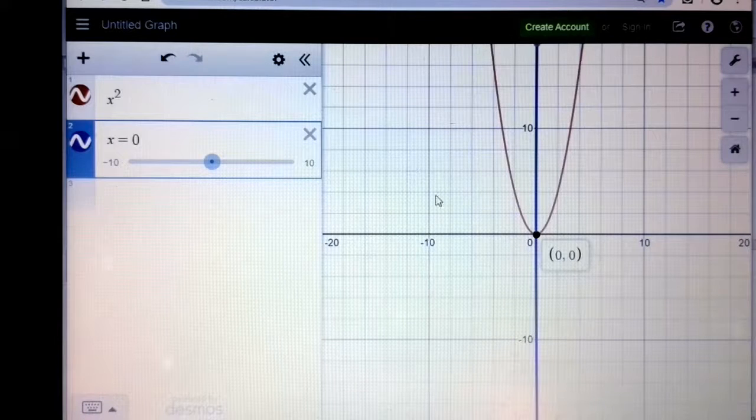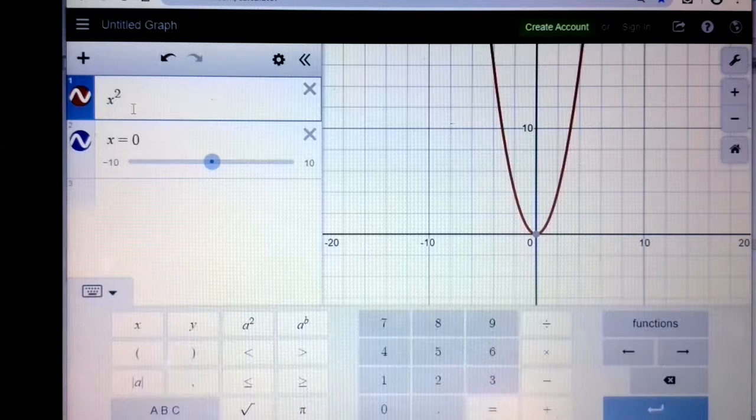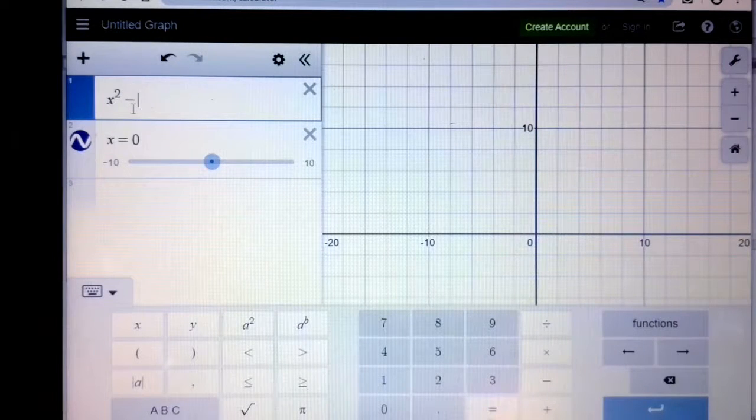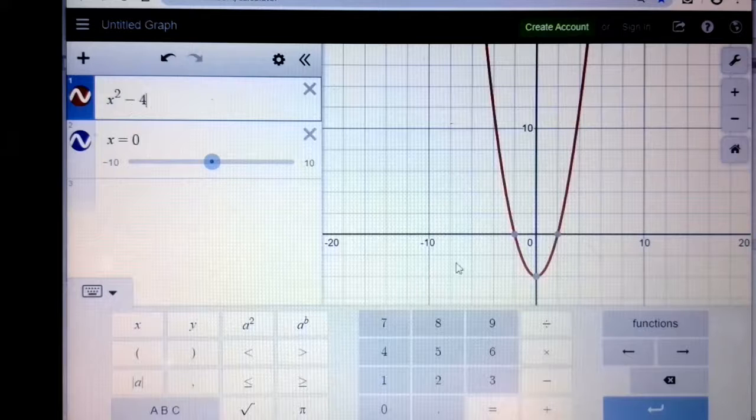If my graph is sitting on the x-axis, my x-intercepts are going to be the same as my vertex. But notice what happens when I just change my graph slightly. X minus 4. Now here's my vertex down at 0, negative 4. Notice my line of symmetry still is the same, but now I have these 2 points that are called solutions. Our solutions in a quadratic equation is where the graph crosses the x-axis.